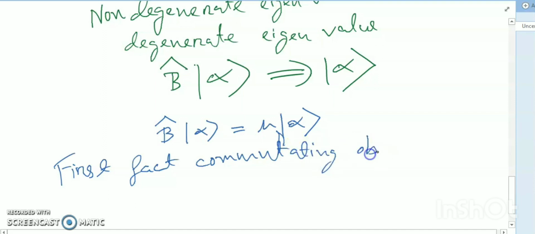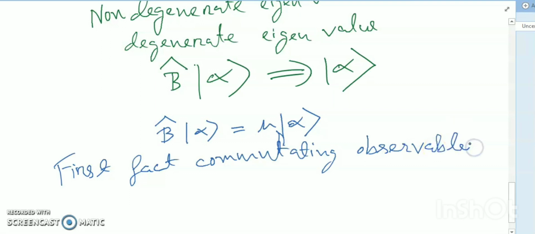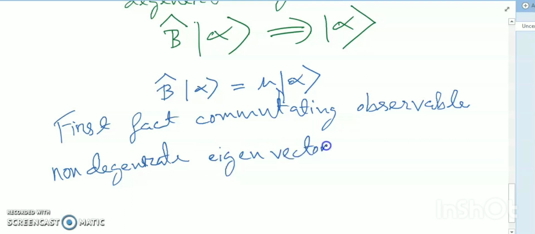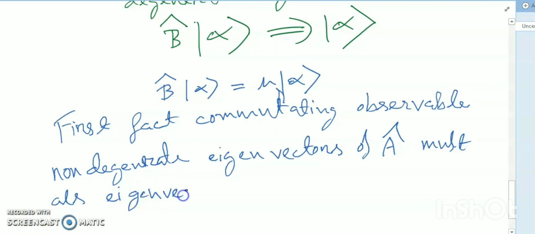For commuting observables, non-degenerate eigenvectors of A must also be eigenvectors of B. I hope it is clear what non-degenerate eigenvectors are.